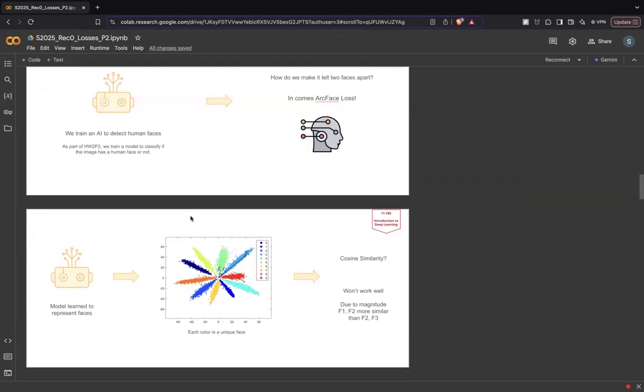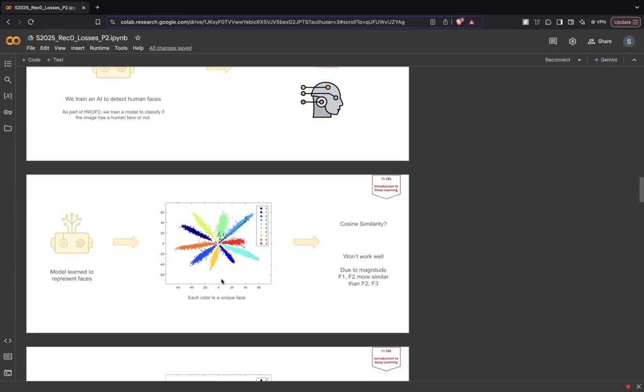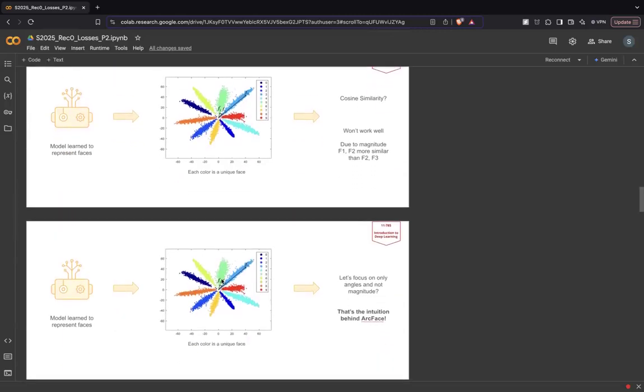Sounds interesting, right? So the model in the classification task would have learned to represent faces. For the sake of argument, let's assume these different colors represent a particular face and the different instances of it in our data set. Now, to find if two instances are of the same face, I guess the immediate thought was cosine similarity, right? But we can see that due to magnitude, F1 and F2 would be more similar than F2 and F3. That's wrong, right? So this doesn't work. Then how about we just get rid of magnitude? We depend on only the difference in the angle between them.